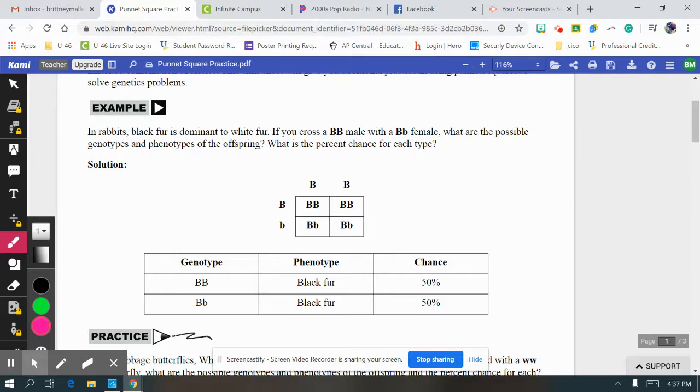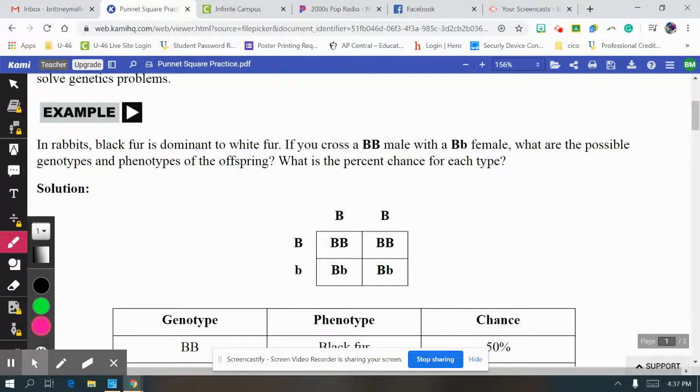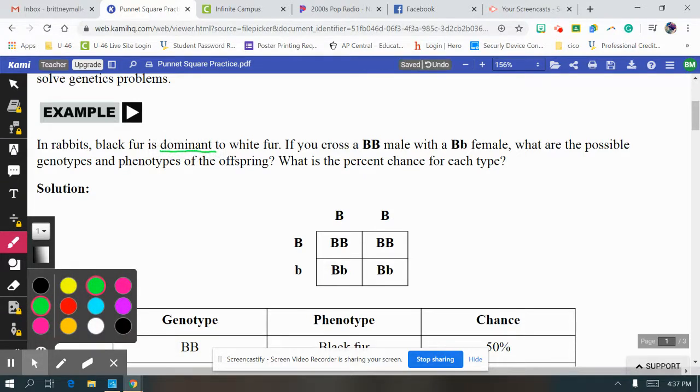What you're looking at here is a bunch of information about a family of rabbits, and it gives you some things to think about. This word dominant is really important to know, because a dominant gene basically means the capital letter. So that gene is normally going to be expressed.